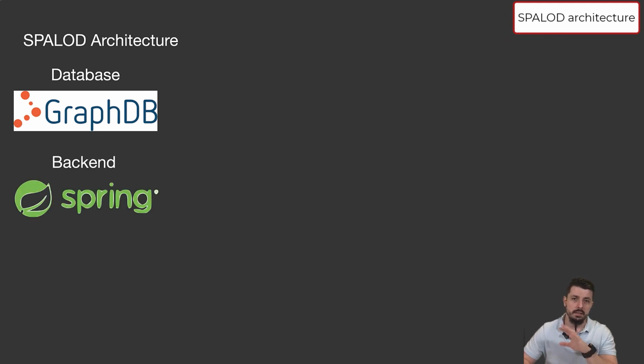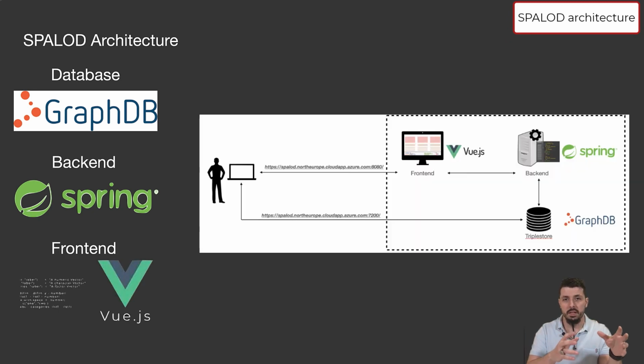Then we have the backend that is managed with Spring and only Spring, and we have the frontend that is managed with Vue. So Vue.js will communicate with Spring and Spring will communicate with the database. That's how the project is structured in the global view. Let's now dive into the installation.